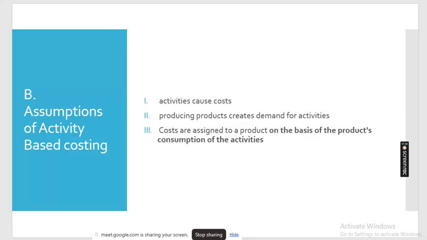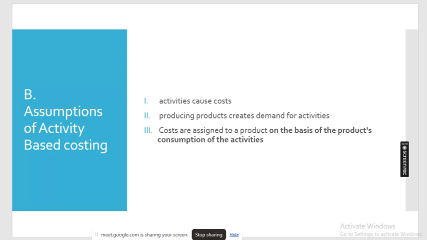Activity-based costing has three assumptions. The first assumption is activities cause costs. So once we have activities at an organization, costs are going to happen. Examples of activities include assembling. So these activities will lead to cost. The second assumption, producing products creates demand for activities. So the moment we start to produce products at an organization, activities are going to arise. So if we manufacture orange squash as a company, then expect activities like marketing and selling to take place.